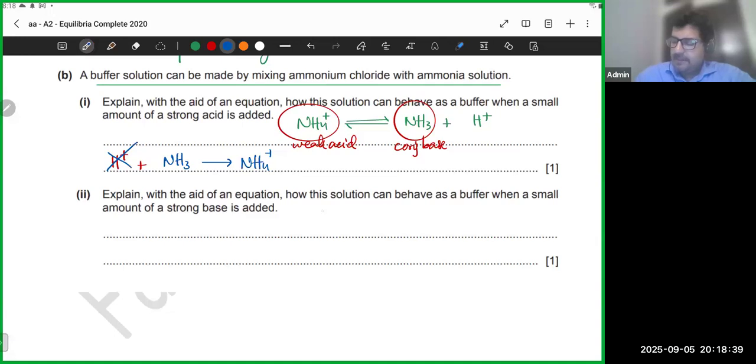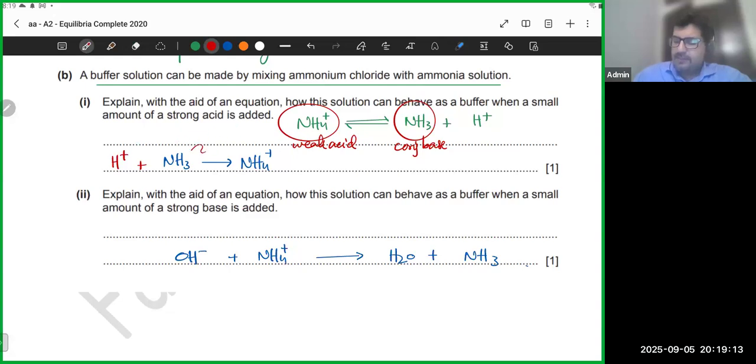And the same thing with the aid of an equation, how would it act as a buffer if a strong base is added to it? If you add OH- ions, that's a base, so the acid is the one that's going to neutralize it. Now the NH4+ is going to release an H+, turning it into water, and ammonia is going to be produced. So these are simple equations. You just need to practice this a lot. They're going to ask this question a lot of times.